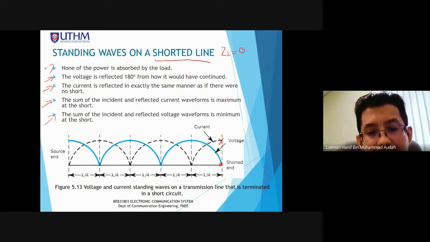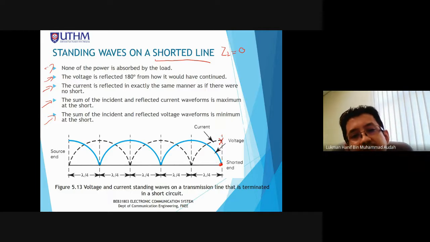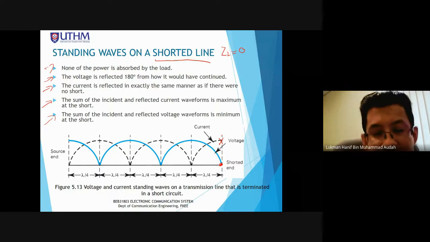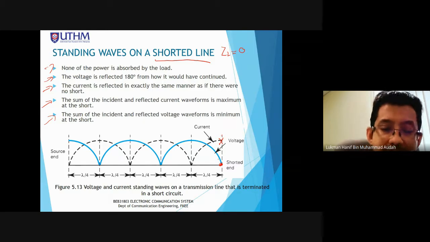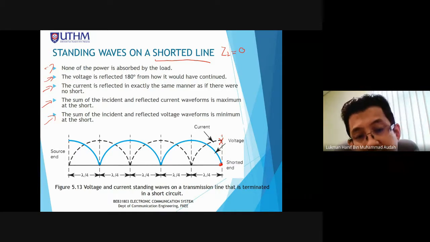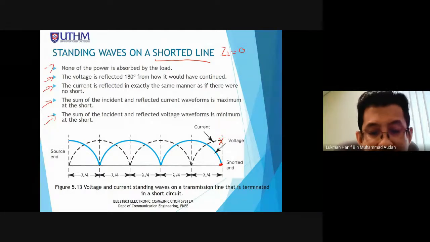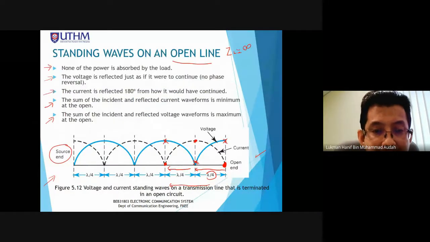So berlakunya perbezaan antara shorted dan juga open line. Yang mana tadi terbalik. Kalau tadi open line voltage adalah maximum, current adalah minimum at open line. Tetapi sekarang pada shorted line, current adalah maximum, voltage adalah minimum. Itu perbezaan antara dua tadi, perbezaan dengan yang tadi.